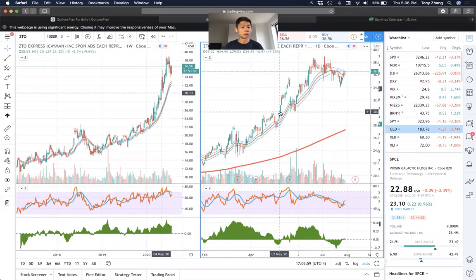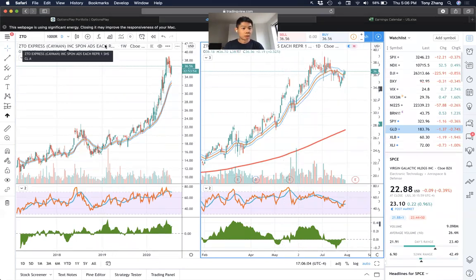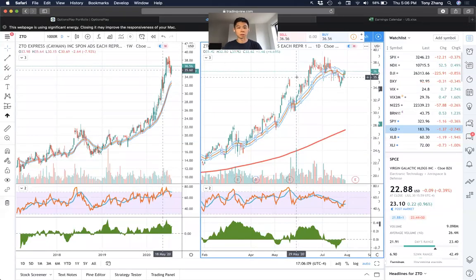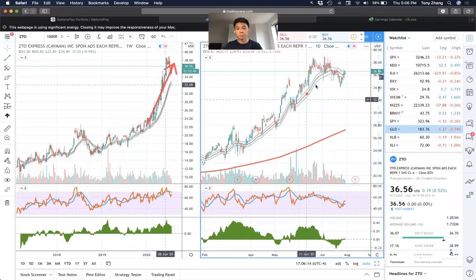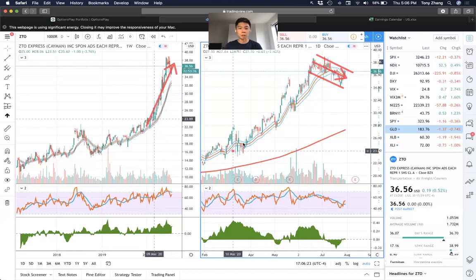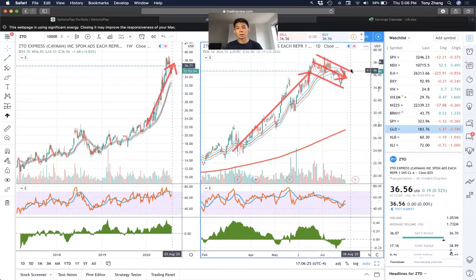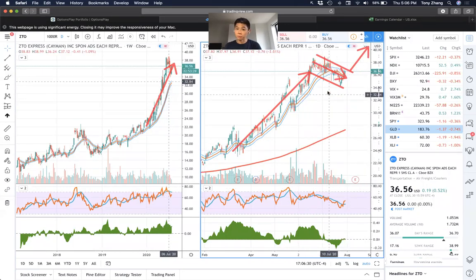ZTO, I know nothing about this stock. It looks like this is an ADR for ZTO Express. I have no idea what ZTO Express is. Weekly chart, looking very strong. Daily chart, not particularly strong. You've had this consolidation period. For stocks that make big moves to the upside, you typically have consolidation periods, and what you want to see is a breakout of that consolidation before you go long. You have not seen that breakout yet, but you might see it in the next few days, so keep an eye out.